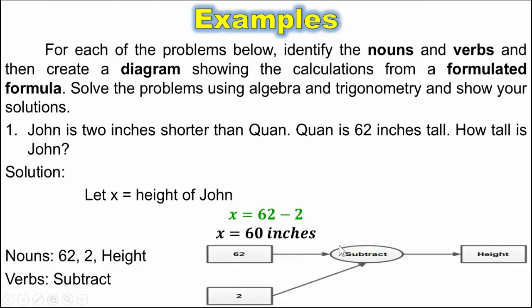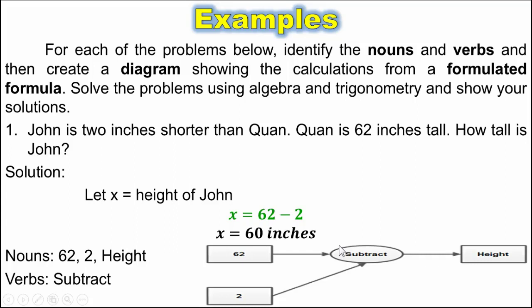Let us learn understanding word problems by examples. For each of the problems below, identify the nouns and verbs and then create a diagram showing the calculations from a formulated formula. Solve the problems using algebra and trigonometry and show your solutions. Problem number 1. John is 2 inches shorter than Juan. Juan is 62 inches tall. How tall is John?